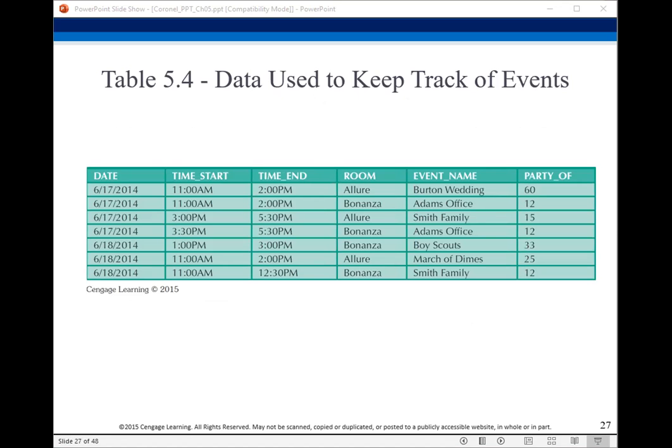And here's some example of the data used to keep track of events: the date, the start time, end time, the room, event name, and size.